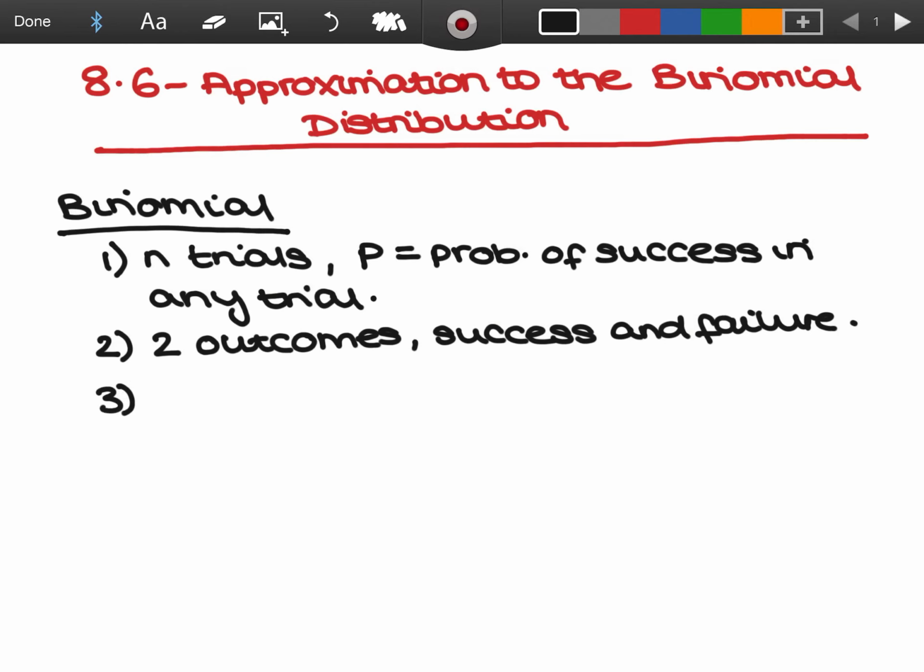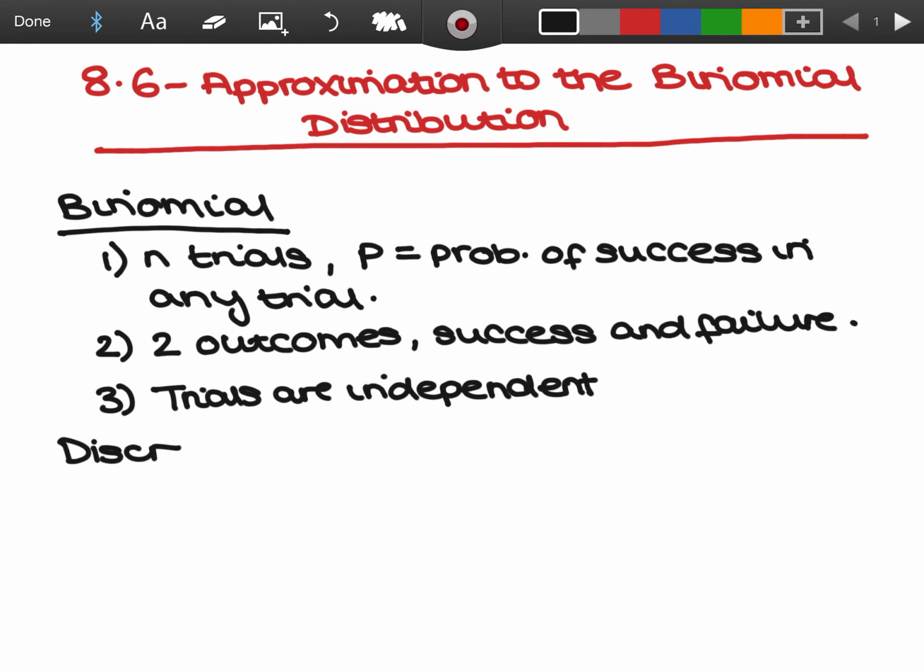And the third thing to remember is that the trials are independent of one another. So whatever happened in a previous trial, so a previous toss of a coin or a previous roll of a die, does not affect the next one. Okay, it does not affect the next trial. The thing with binomial, as I've said, is it's a discrete distribution. And remember, discrete means that there are a countable number of outcomes.